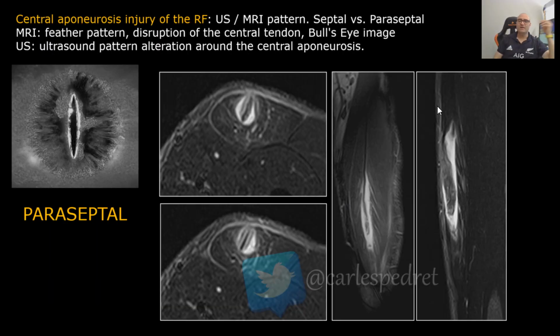Here we have a paraseptal injury. So it's very different from what we see in the intramuscular degloving injury. This injury was described by Cross in 2004 as a bull's eye image in MRI, but after the Lord of the Rings trilogy, it is much more similar to Sauron's eye than to a bull's eye. This is a paraseptal injury, quite well defined.